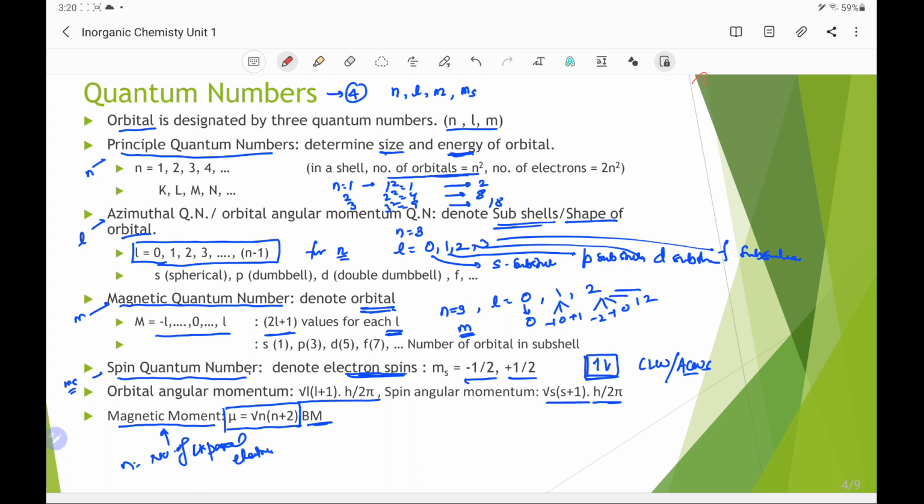Therefore, we can take an example that n equal to 3. So for n equal to 3, we will have 3 values of l, that will be equal to 0, 1, 2. And for this l, we will have the magnetic quantum number, that is m. It will have the value 0 for l equal to 0, it will have values minus 1, 0, plus 1 for l equal to 1, and it will have values minus 2, minus 1, 0, 1, 2 for l equal to 2. Here, this m equal to 0 refers to the s orbital.